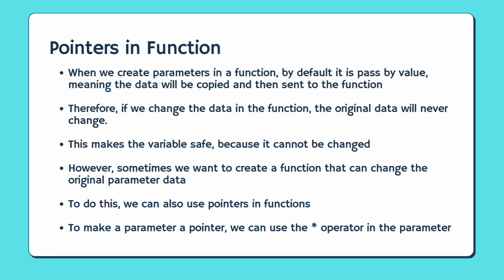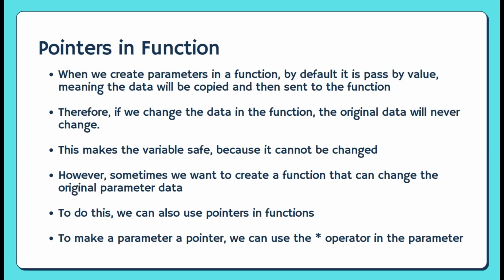Pointers in function. When we create parameters in a function, by default, it is passed by value, meaning the data will be copied and then sent to the function. Therefore, if we change the data in the function, the original data will never change. This makes the variable safe because it cannot be changed. However, sometimes we want to create a function that can change the original parameter data. To do this, we can also use pointers in functions. To make a parameter a pointer, we can use the asterisk operator in the parameter.